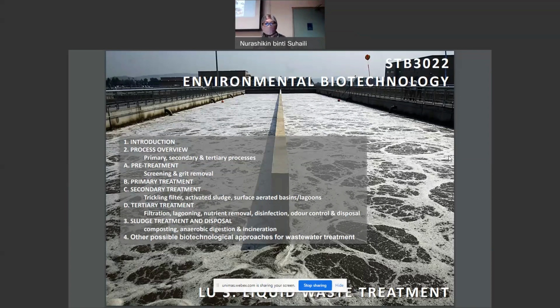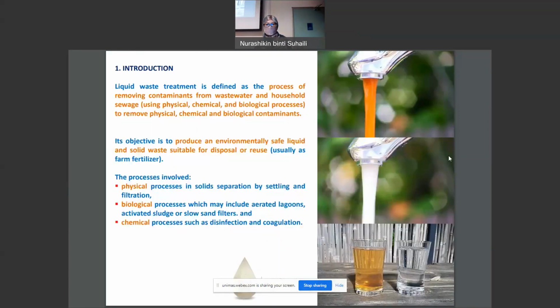Okay. So, let me give some background before we go into the main processes. First, liquid waste treatment is defined as a process of treating or removing the contaminants from the wastewater.